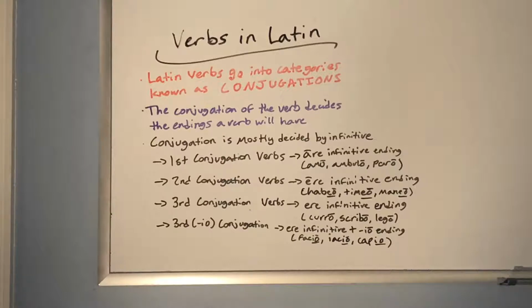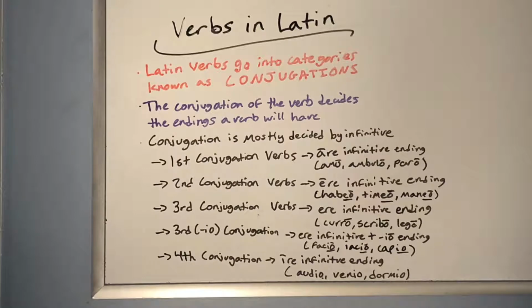So it's very important to know your first and second principal parts, because those will decide your conjugation. This -io ending is also seen in fourth conjugations, which is why that's especially important. Fourth conjugation verbs have the -ire infinitive ending. These are verbs like audio, venio, and dormio. Audio's infinitive is audire, venio's infinitive is venire, and dormio's infinitive is dormire.